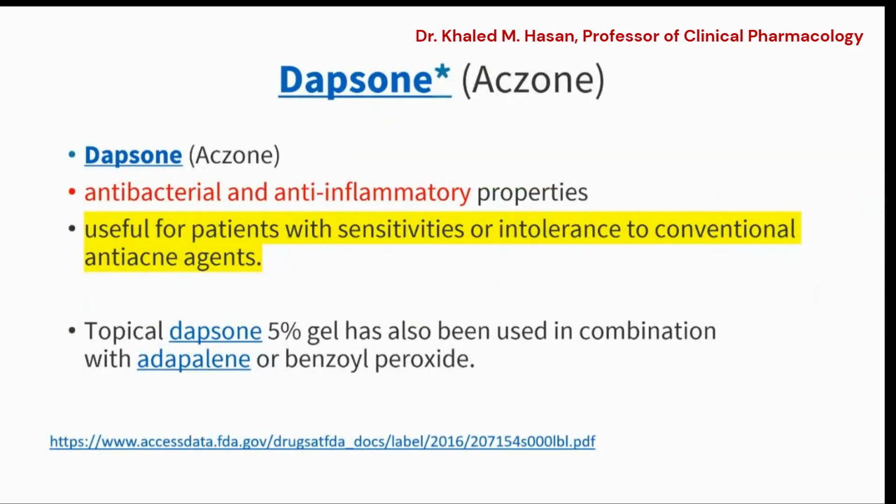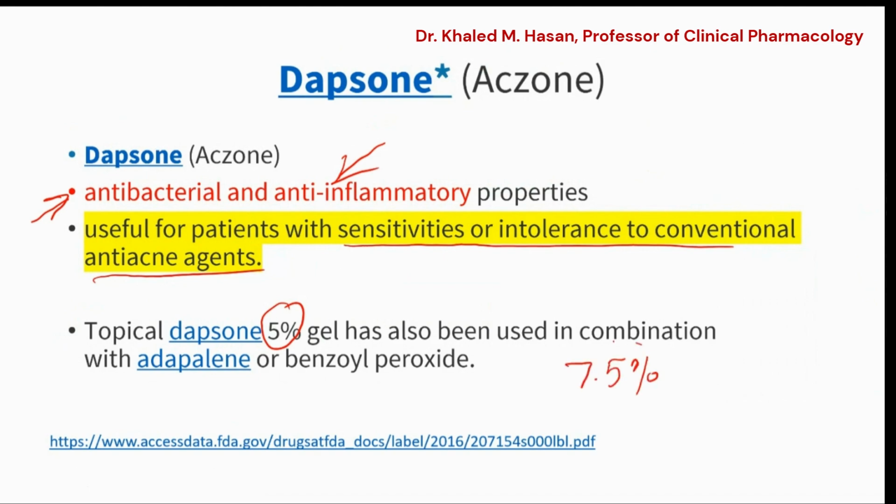Then we have dapsone, Aczone. Okay, dapsone. What happens there? They said this medication has antibacterial and anti-inflammatory properties, useful in patients with sensitivity or intolerance to the conventional anti-acne drugs. So dapsone is not the main medication, but could be used. Now we have gel 5%, and I learned from the dermatologist that we have 7.5%, and this needs a prescription. So this is available, dapsone here, but this one is also available.